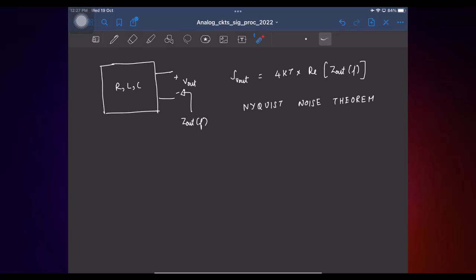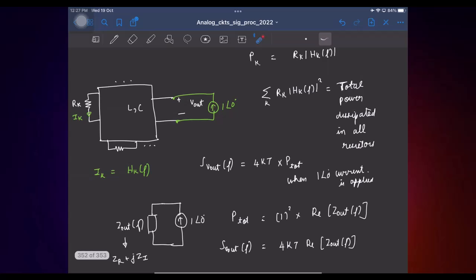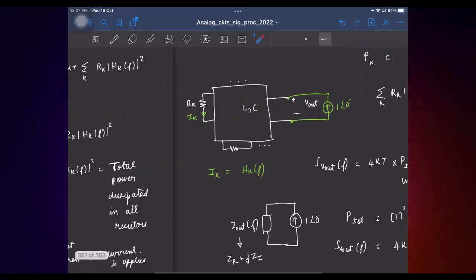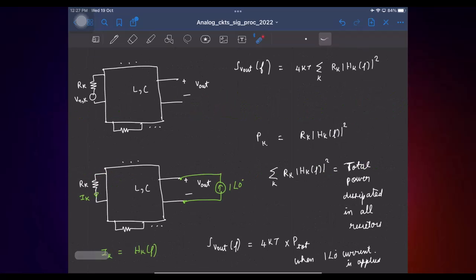So what do you think? Where in this entire derivation did we assume that we have only RLC? What happens if we have controlled sources? In the entire derivation, where did we assume that we have only R, L and C and didn't have any controlled sources?